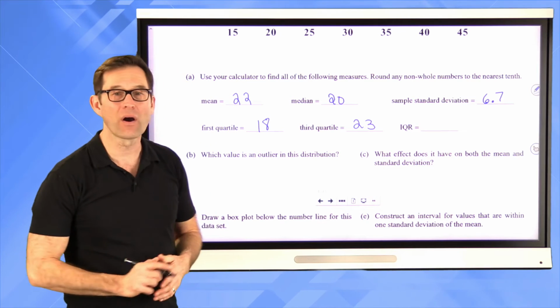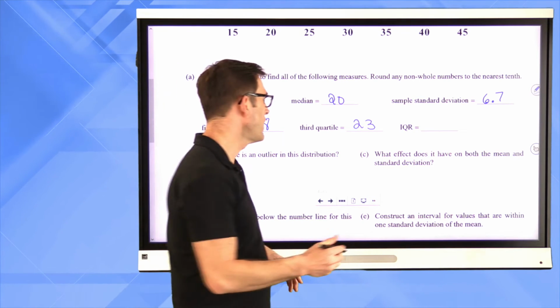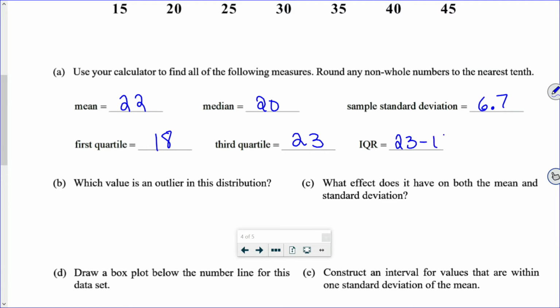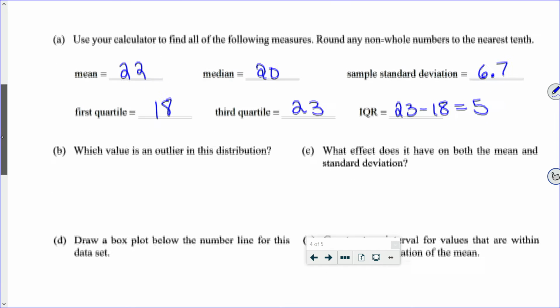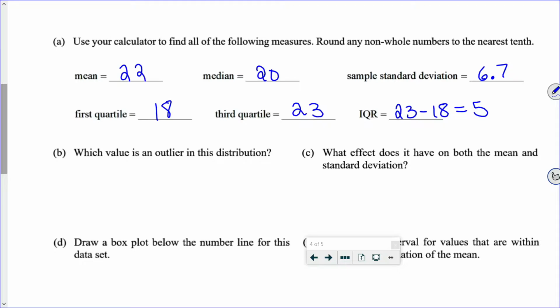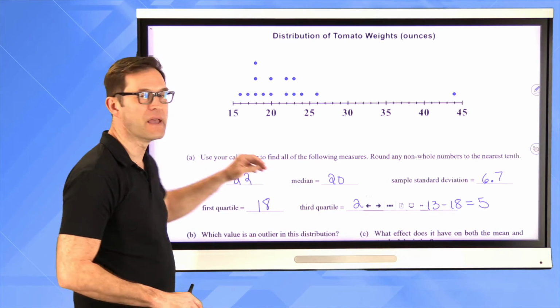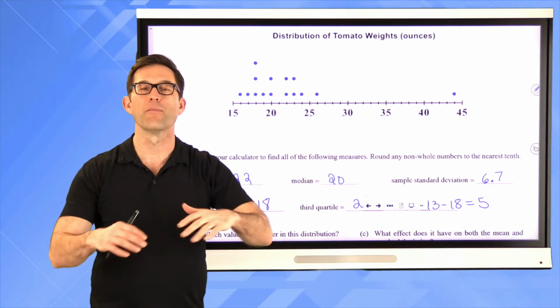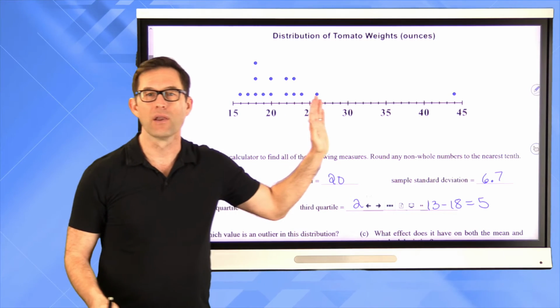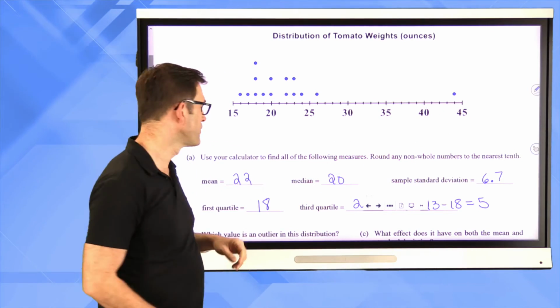All right, the IQR, the interquartile range, can be calculated by doing the third quartile minus the first quartile. So that's going to be 23 minus 18 for an IQR of 5. Awesome. Simple enough, right? We've got all of our statistics. Now, letter B, we've already kind of gone there. Which value is an outlier in this distribution? That's pretty obvious. An outlier is basically a data value that is far away from the vast majority of the other data, with a large gap between it and that data. And so it's pretty obvious that the outlier is 44.